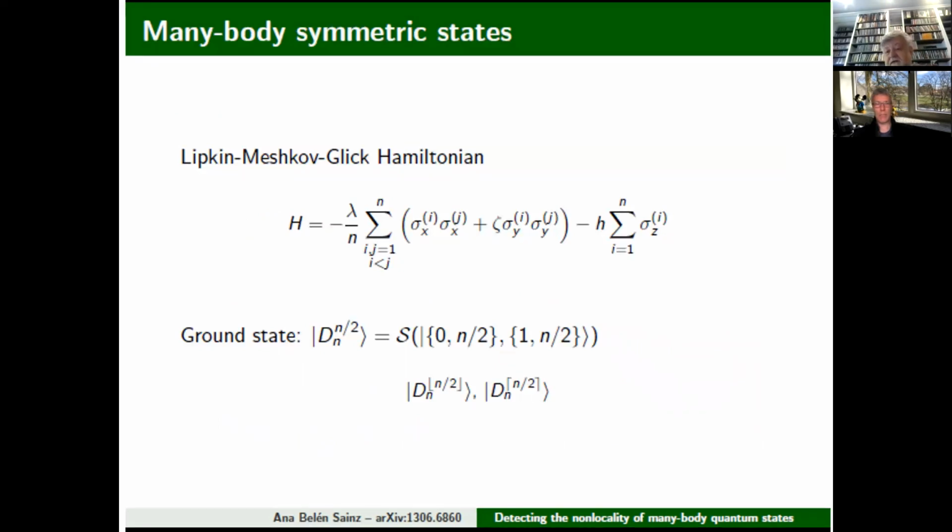There are Hamiltonians that have ground states that violate this type of Bell inequalities. One is the Lipkin-Meshkov-Glick Hamiltonian, which is known in nuclear physics, but it can be realized with ultra-cold ions, for instance, or nowadays with Rydberg atoms.